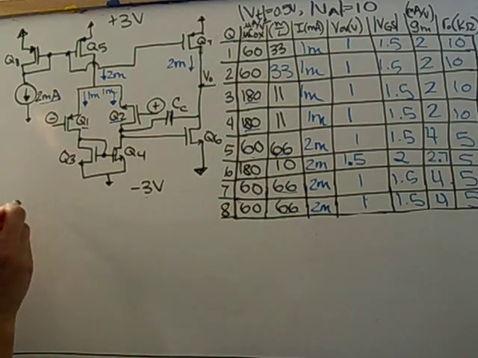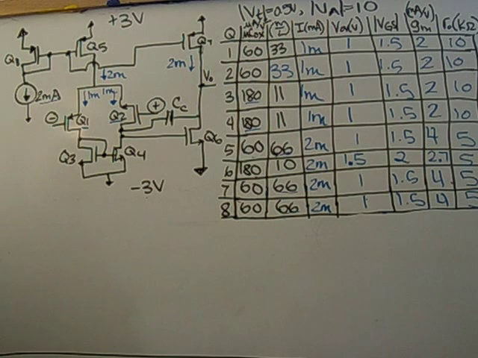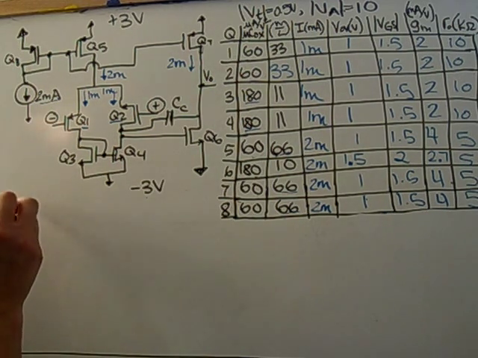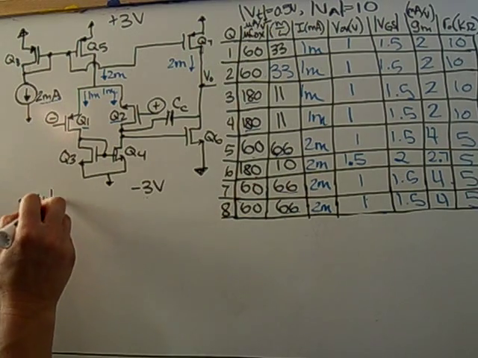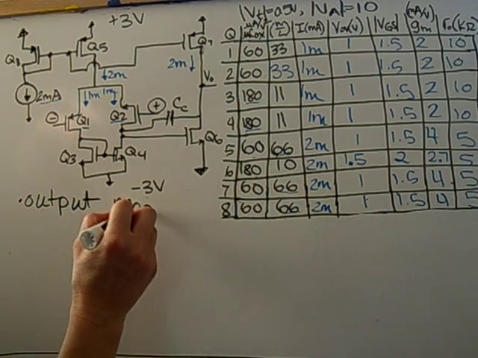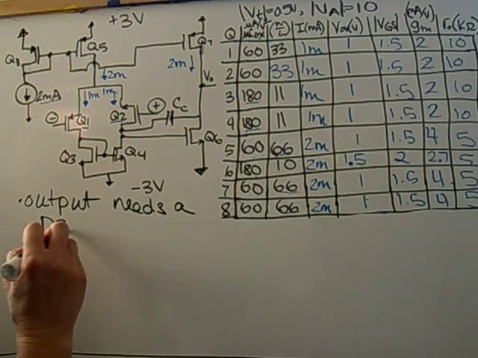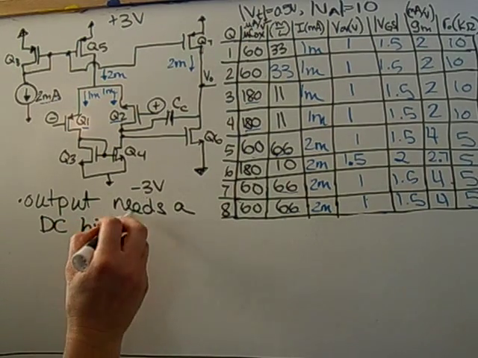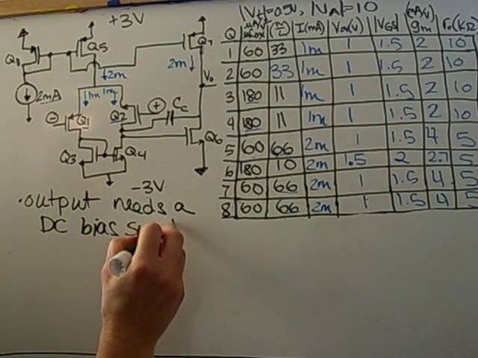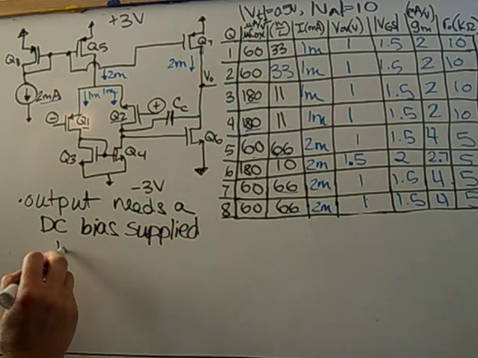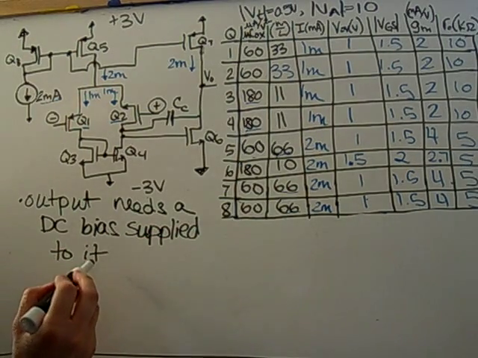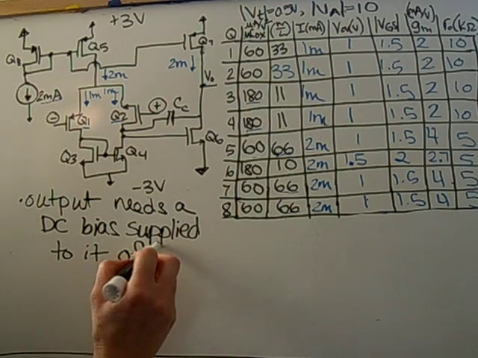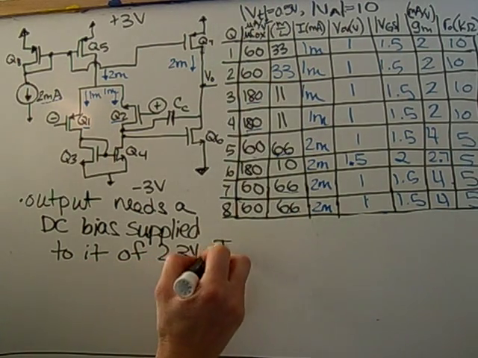Another question is that we want to know if we put on the output of this a circuit that requires a DC bias. So the output needs a DC bias supplied to it of 2.3 volts. Is this possible?